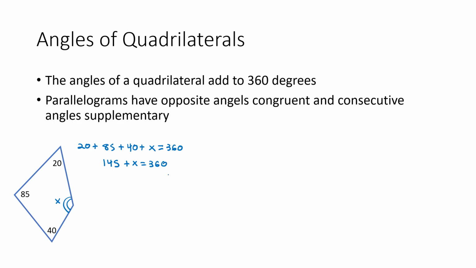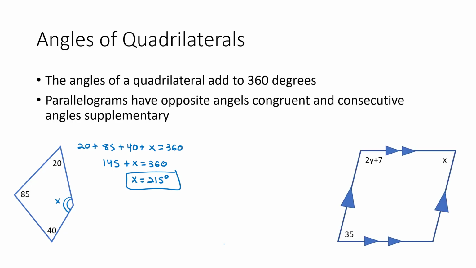360 minus the 145 degrees, that's going to be equal to 215 degrees. And so this is probably not to scale. This probably opens up almost like the inverted kite example with a 215 degree angle. The angles of a quadrilateral always add up to 360.